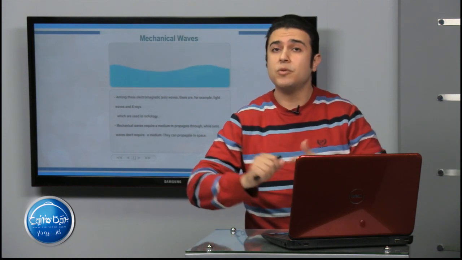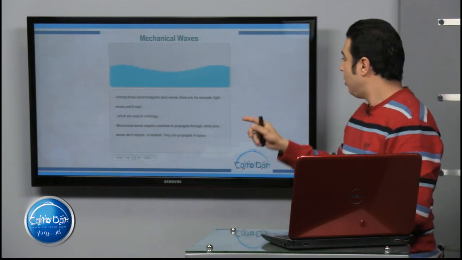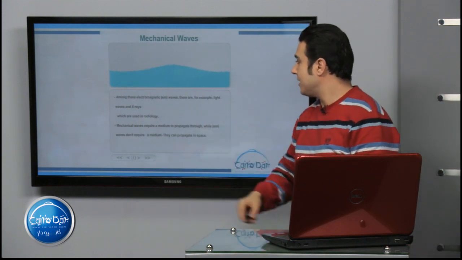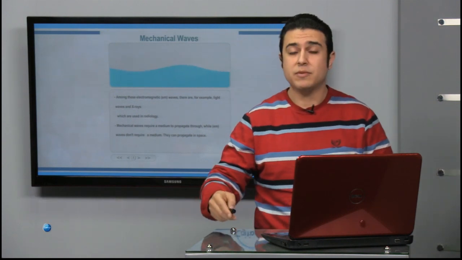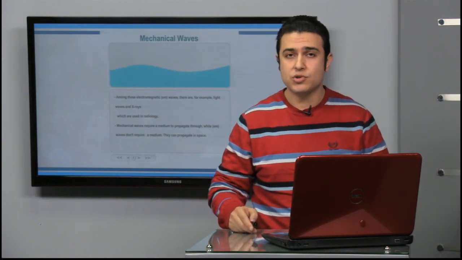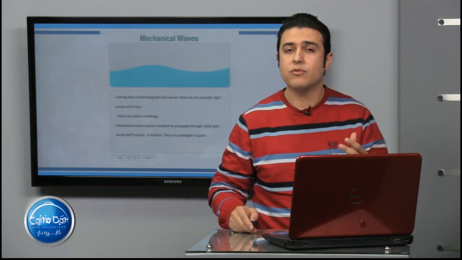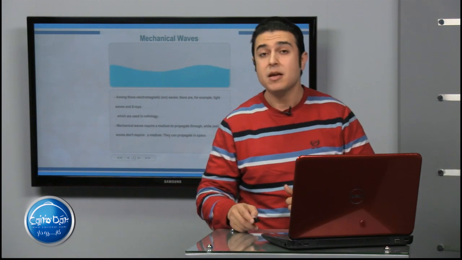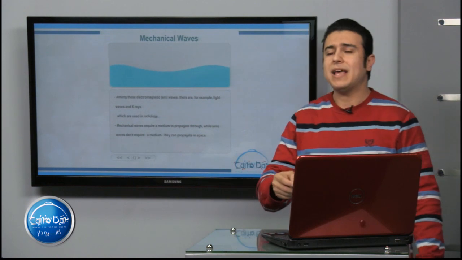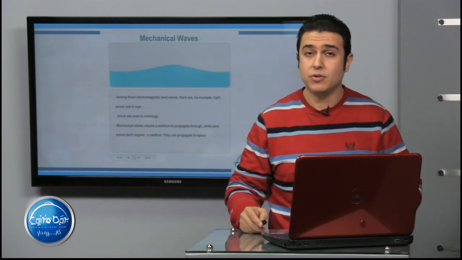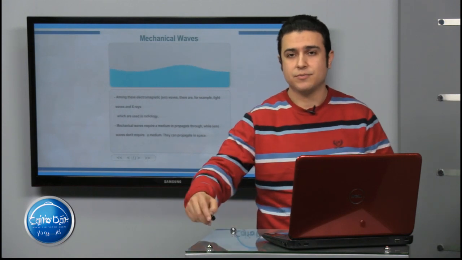Also, it needs a disturbance. This disturbance is transmitted through the medium. Also, these mechanical waves need a vibration, a vibrating source. All of these are the conditions for the mechanical waves. But the electromagnetic waves don't need a medium. For example, we have light waves, laser. Okay, these are examples for electromagnetic waves.